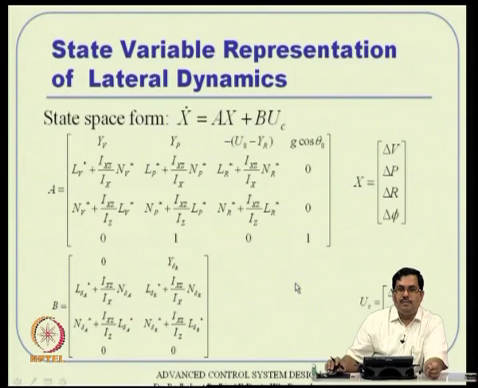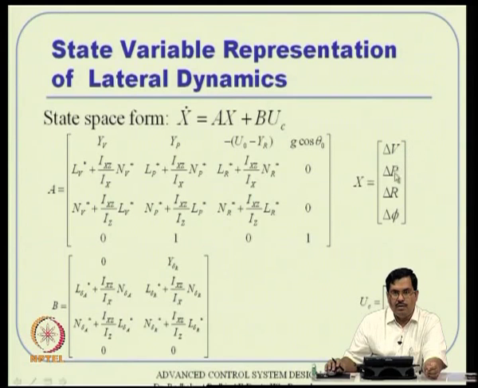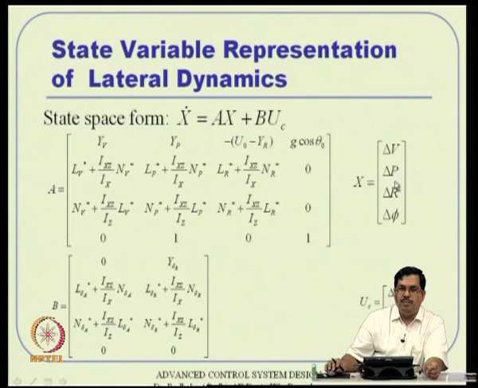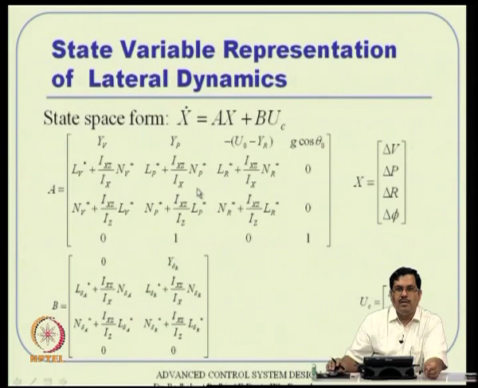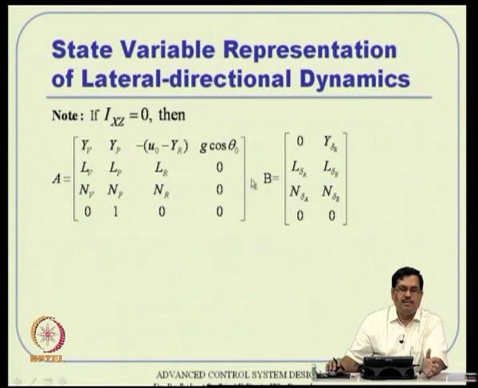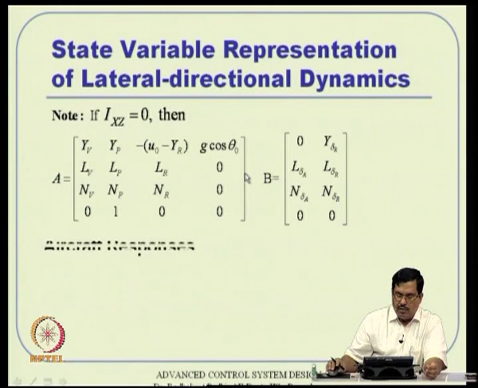Now, similarly, in the lateral dynamics, you can decompose that into 4 more variables, which are not the same as the other variables. Here you talk about V, P, R and phi, where phi is the roll angle, remember that. Then the A and B matrices are given like that, with all these parameter values. And if IXZ is also 0, which happens in missiles, then this will further reduce to this rather simple looking form.